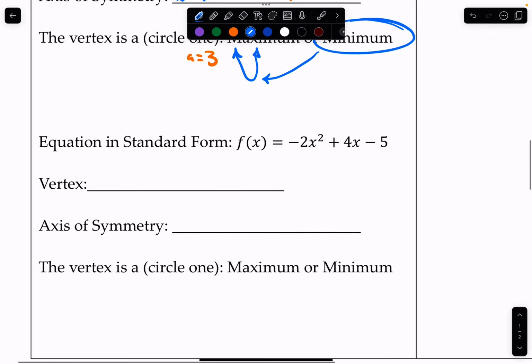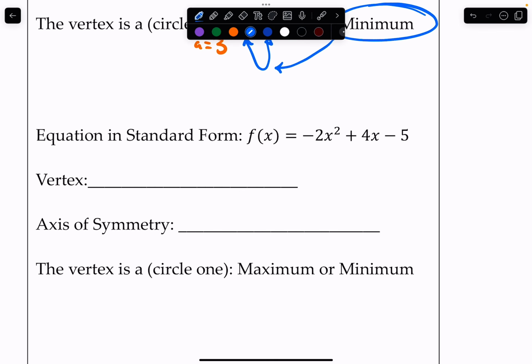All right, what about standard form? A little bit more work involved in this one. I'm actually going to start by finding the axis of symmetry. My axis of symmetry is x equals negative b over 2a. ax squared plus bx plus c. All right.